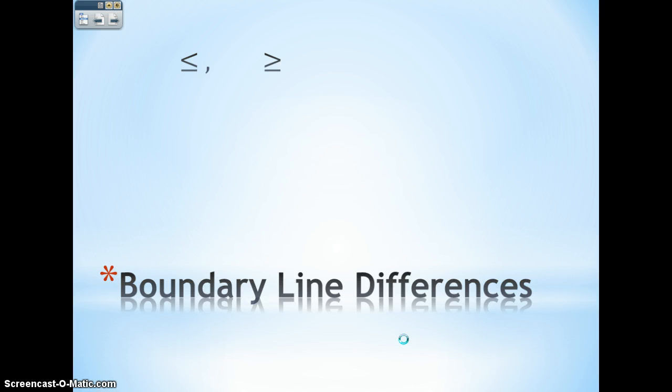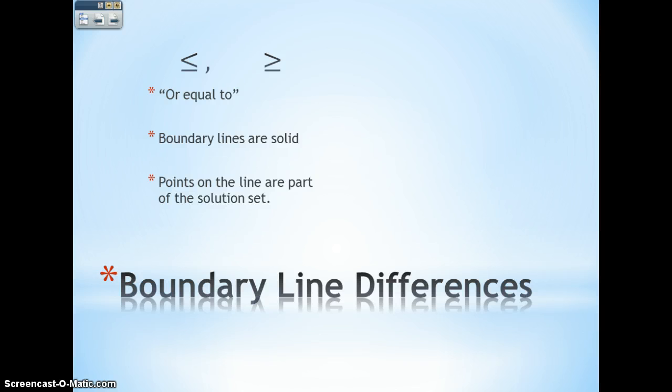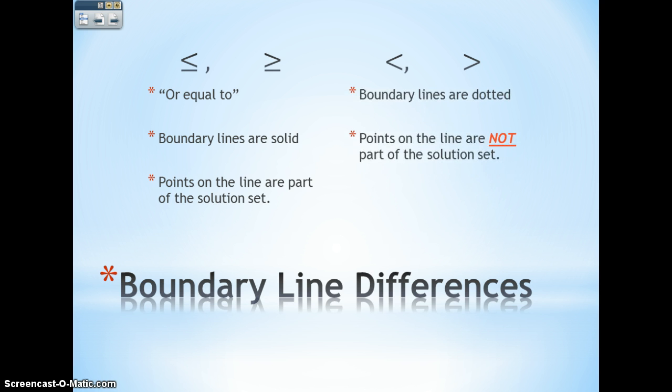Boundary line differences. Well, less than or equal to, greater than or equal to. With or equal to, we should think solid lines, because the points on that line are also part of the solution set. But what about less than and greater than? Well, the boundary lines here are dotted. A dotted line indicates the points on the line are not part of the solution set.